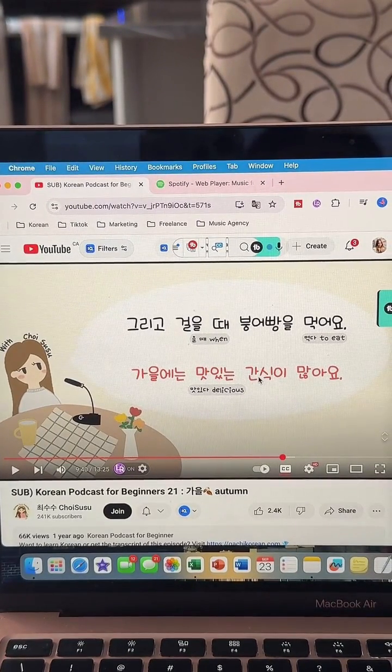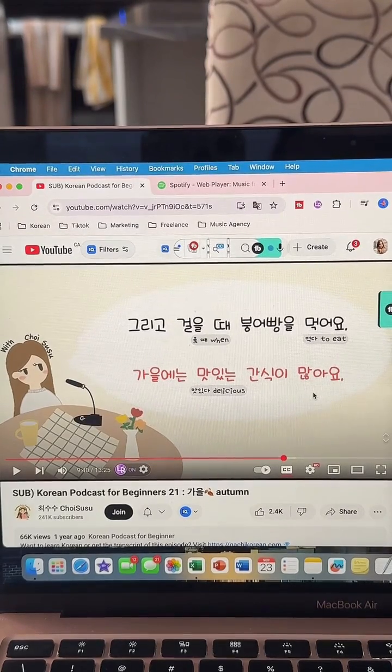So let me repeat the two sentences word by word, and then after that, we will jump to the next one. So we have and walking while or when the fish-shaped bread I eat. In the fall time, delicious snack a lot is. So that would be how those sentences are structured in Korean. So we will be jumping to the next ones. However, if you have any questions at any time about those ones, feel free to comment down below.